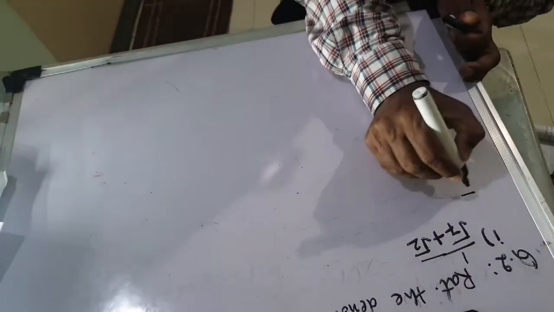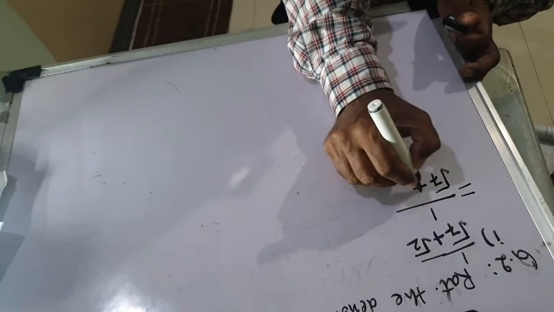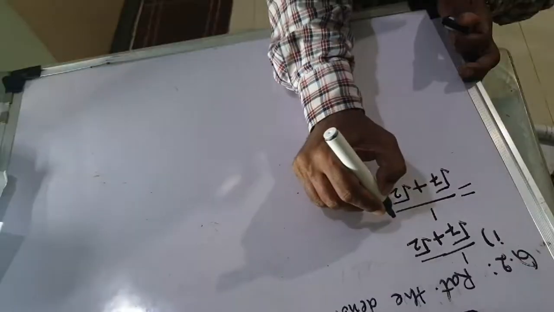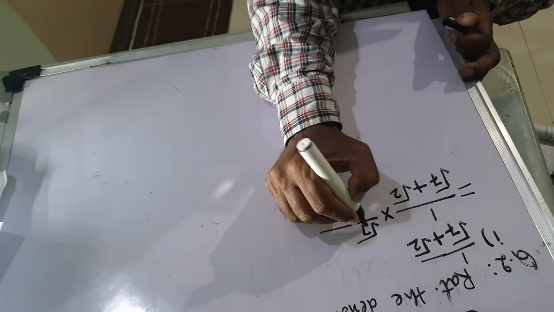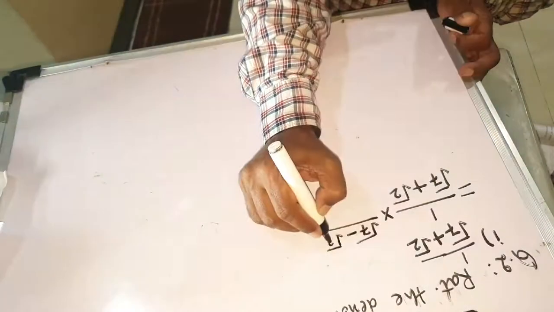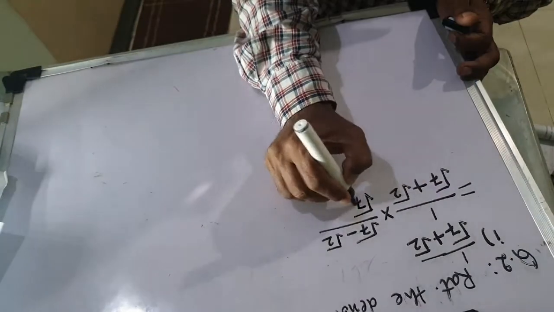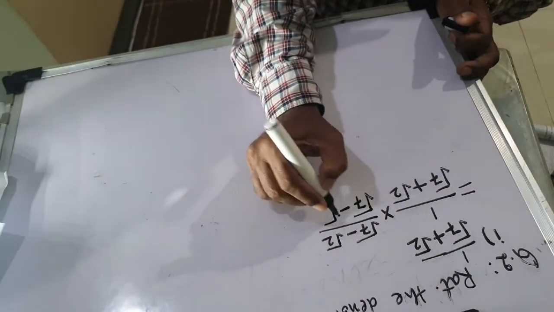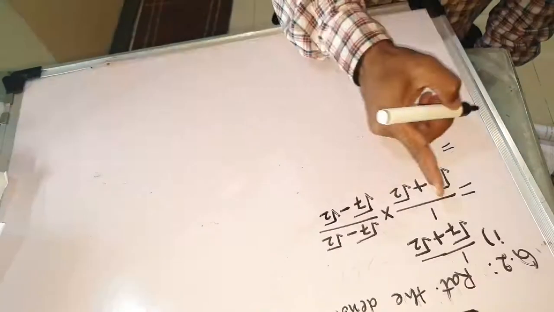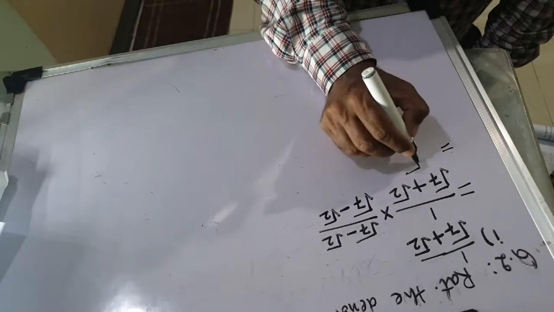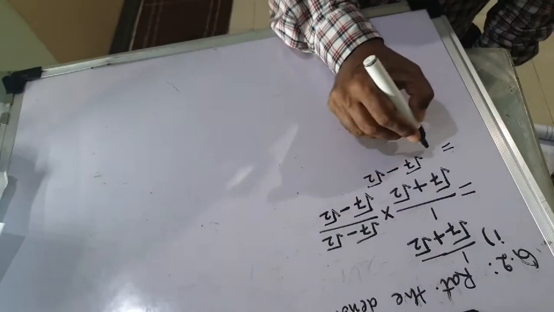So that is equal to 1 upon root 7 plus root 2, multiplied by the conjugate, root 7 minus root 2. By that I am multiplying and dividing also, so that the value will remain the same. Okay. Now 1 into this will be the same: 1 into this means root 7 minus root 2. By multiplying by 1, nothing changes.